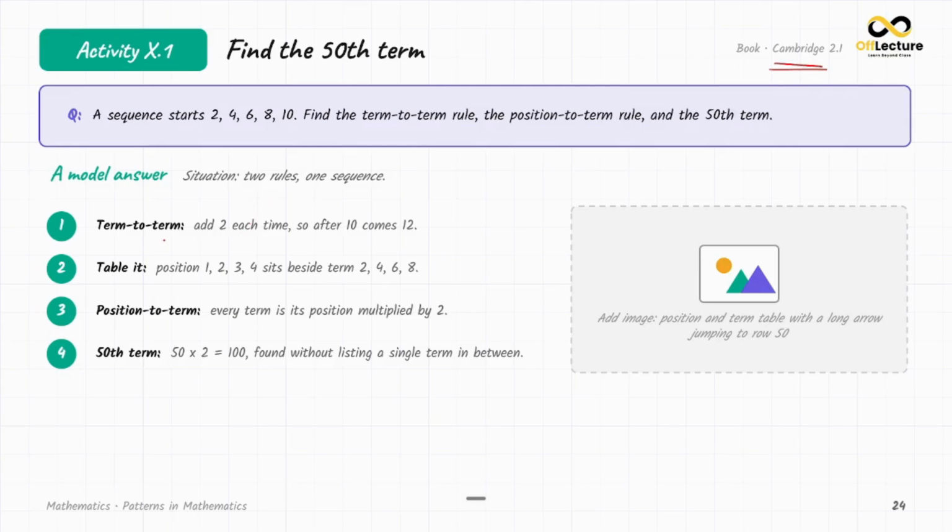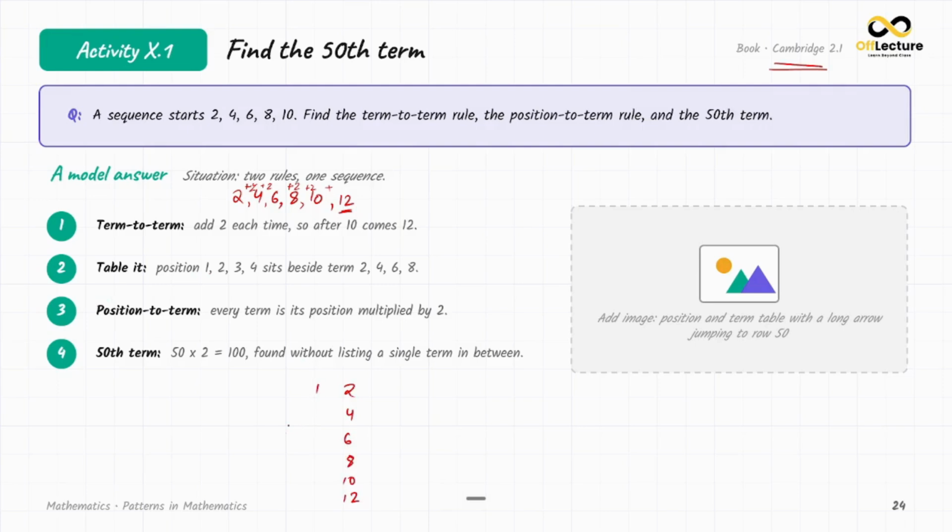So to identify the term to term rule, we are adding 2 each time. So after 10 comes 12. If you see 2, 4, 6, 8, 10, we are adding plus 2 every time. So for the next term, we will add plus 2, we will get 12. Now you can table it like 2, 4, 6, 8, 10, and 12.